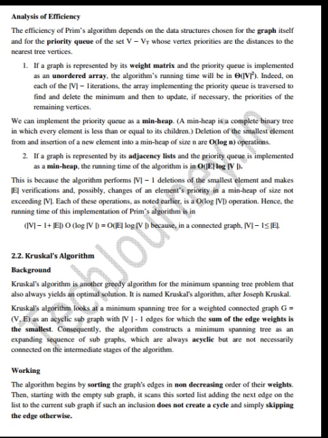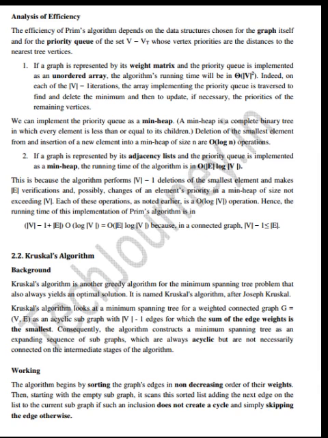We can implement the priority queue as a min heap. A min heap is a complete binary tree in which every element is less than or equal to its children. Deletion of the smallest element from, and insertion of a new element into, a min heap of size n are O of log n operations.